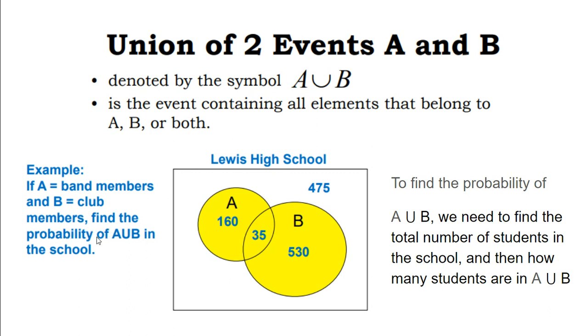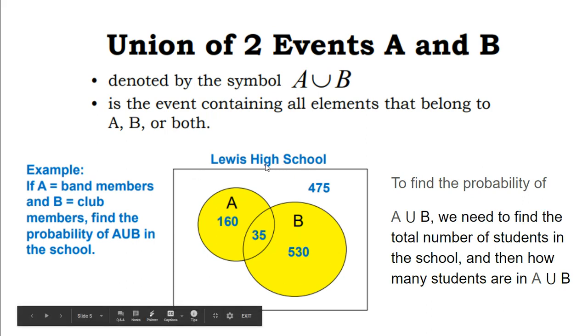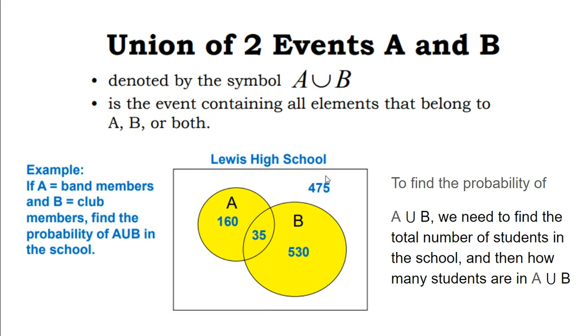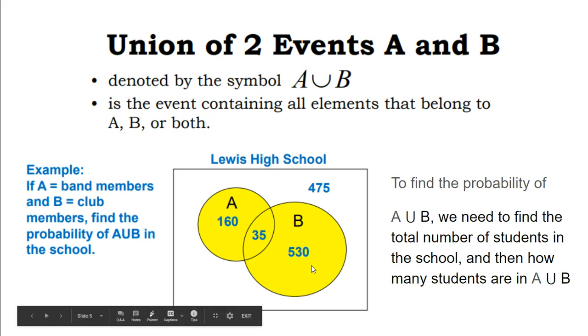So if I wanted to find the probability of A union B in the school, what I would be doing is finding the total number of students in the school. How would I do that? I would have to add up the amount of students that are in the outside universe, okay? And then I would also have to add up all the other students. So I would add up 160, 35, 530, and all this up, and I would end up getting 1,200.